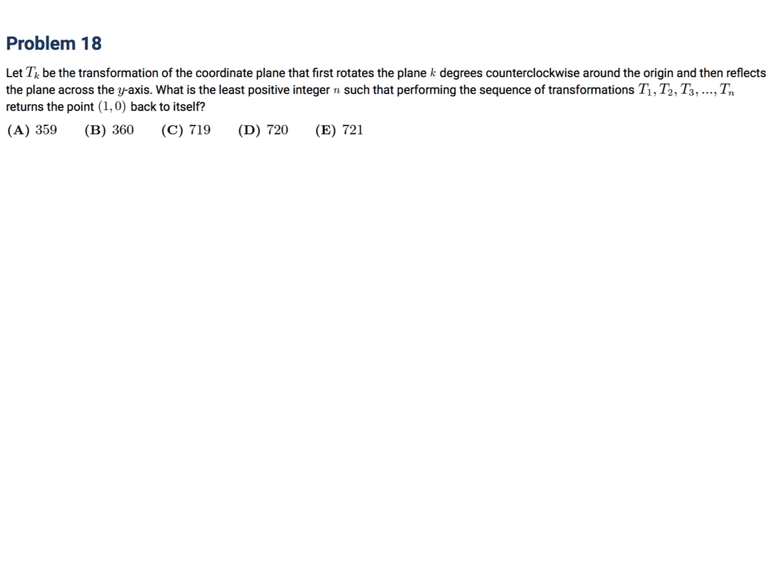Let t_k be the transformation of the coordinate plane that first rotates the plane k degrees counterclockwise around the origin and then reflects the plane across the y-axis. What is the least positive integer n such that performing the sequence of transformations t1 through tn returns the point (1, 0) back to itself?